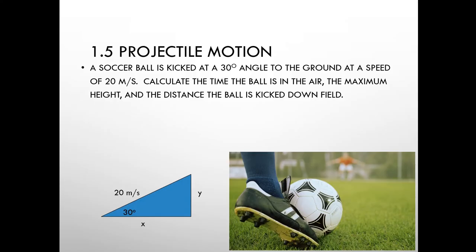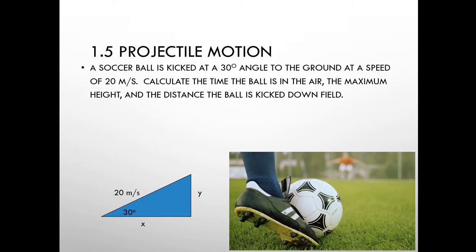We're going to use x and y components of vectors when we talk about anything involving projectile motion, which is what we have here. A soccer ball is kicked at an angle of 30 degrees to the ground at a speed of 20 meters per second. Calculate the time the ball is in the air, the maximum height, and the distance the ball is kicked downfield.